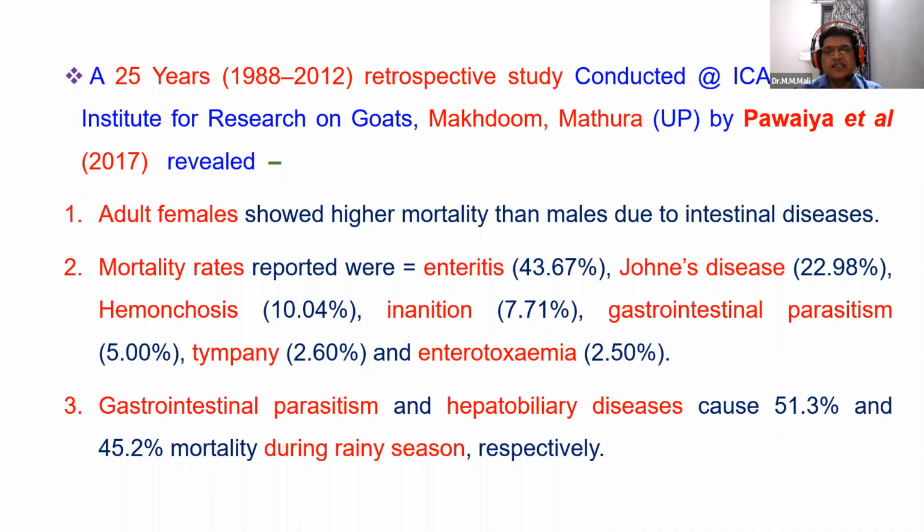It is around 43%, followed by Johne's disease, hemochromatosis, inanition, gastrointestinal parasitism, tympany, and enterotoxemia. Gastrointestinal parasitism and hepatobiliary diseases caused around 51 and 45 mortality during the rainy season, respectively. So by this study, we can easily understand the significance of digestive system problems, particularly in sheep and goats.